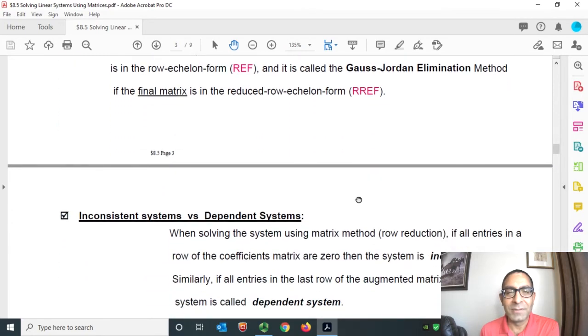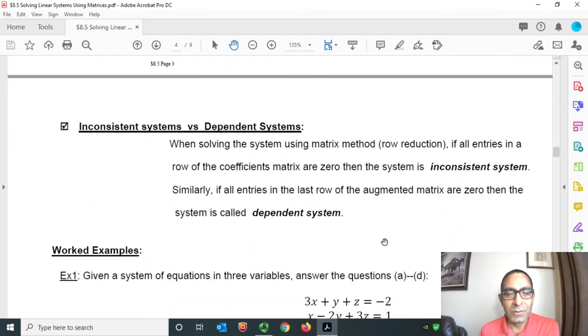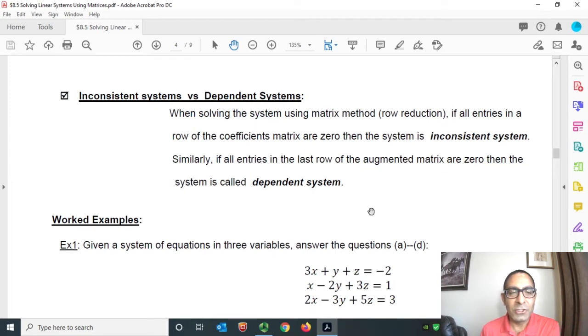I know there are a bunch of definitions. Now, one more: inconsistent system versus dependent system. When solving the system using the matrix method, if all entries in a row of the coefficient matrix are 0, then the system is an inconsistent system. If all entries in the last row of the augmented matrix are 0, then the system is called a dependent system.